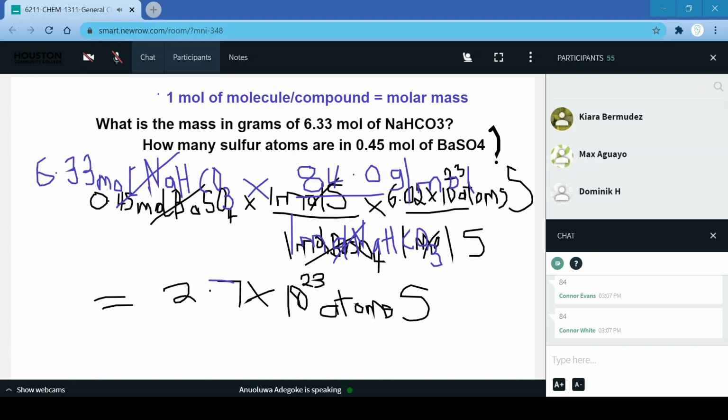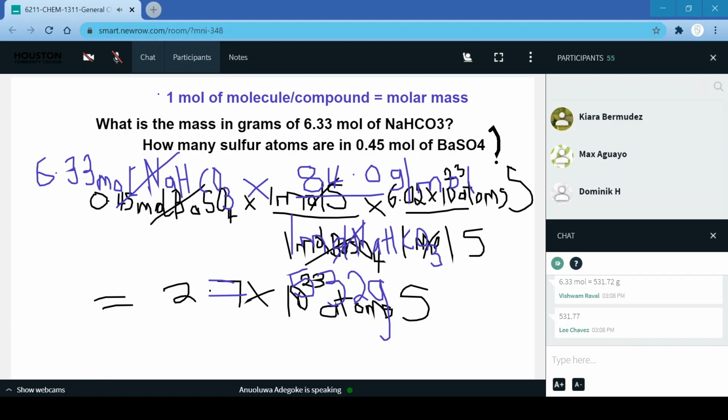So what is the final answer for this? Multiply 6.33. Very good. So approximately we will have 532 grams. So that's how we go from mole to grams.